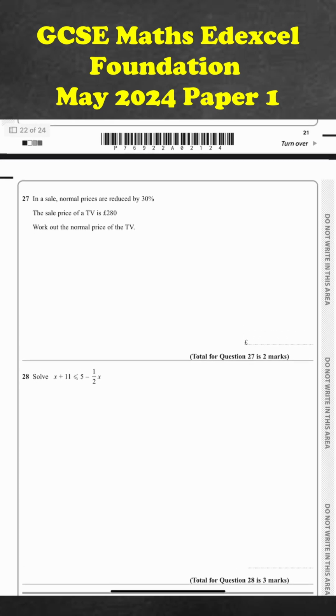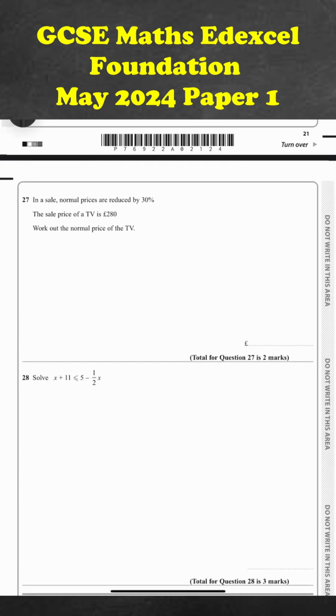Question 27, almost at the end. In a sale, normal prices of TV are reduced by 30%. The sale price of a TV is £280. Work out the normal price of the TV. All we have to do here is £280 divided by 0.7, as we're basically trying to work out what number was times by 0.7 to get us to 280.